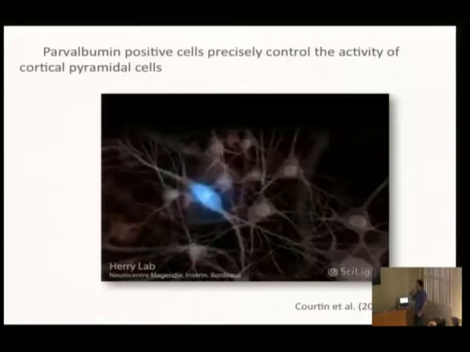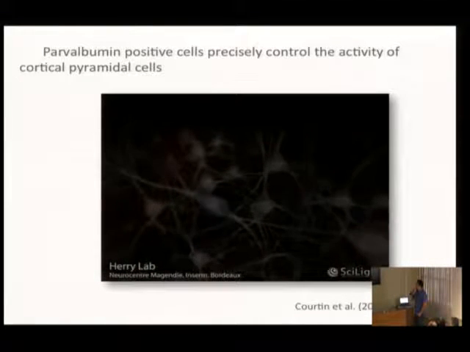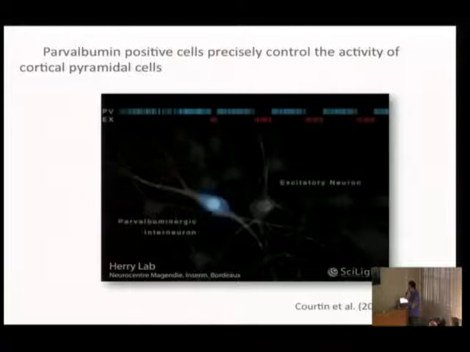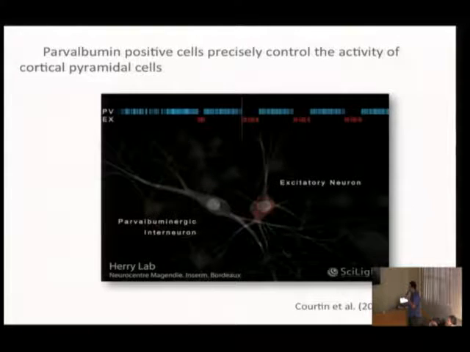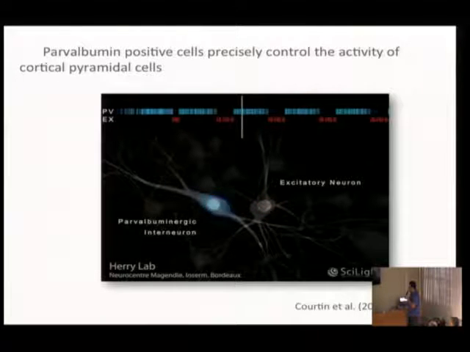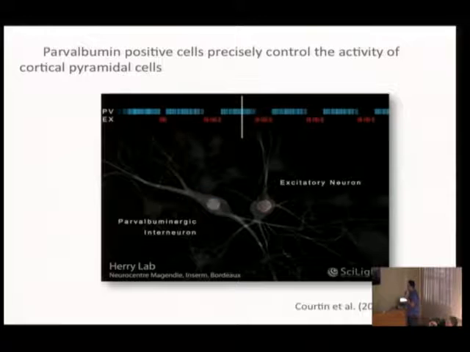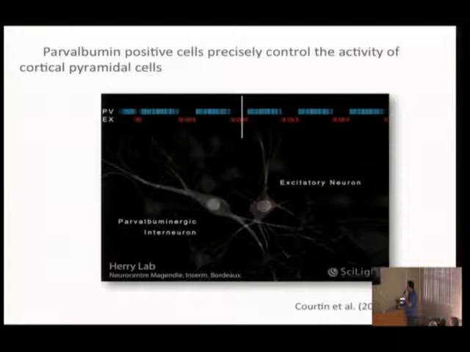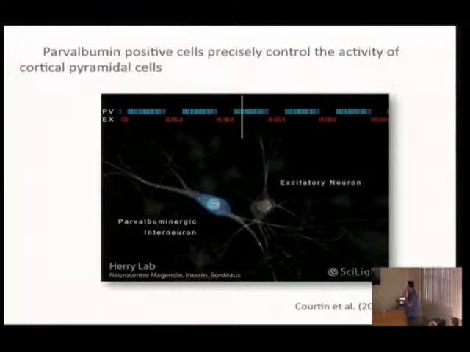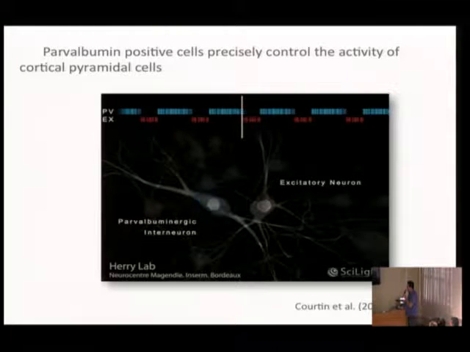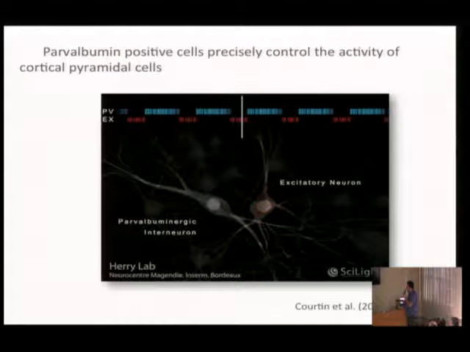Parvalbumin-positive cells precisely control the activity of cortical pyramidal cells. This is a nice video from Harry's lab in France. And here you can see a parvalbuminergic interneuron firing, and during this firing there is a silence of the excitatory neuron. This excitatory neuron only fires when the parvalbuminergic neuron is not active.